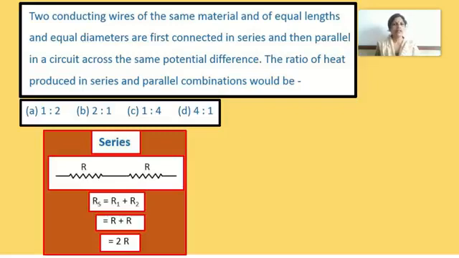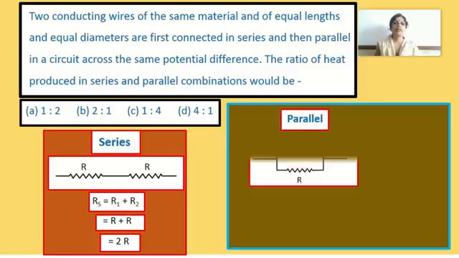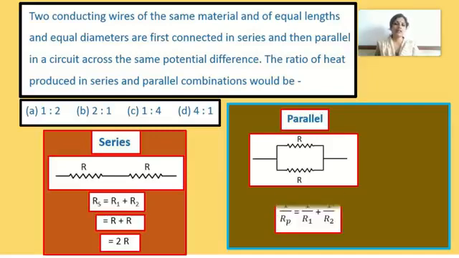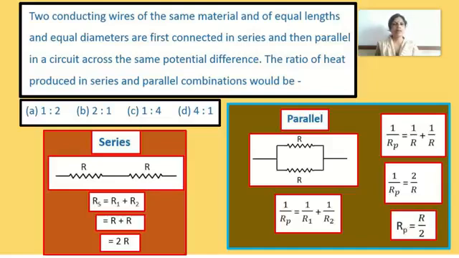Alright, let's think about the parallel combination. If the wires are connected in parallel combination, how do they look like? They look like this, one below the other, joined between the 2 points. What will be its equivalent resistance? 1 upon Rp is equal to 1 upon R1 plus 1 upon R2. But what is R1 and R2 we have taken? We have taken that as R. So 1 upon R plus 1 upon R, that is 1 upon Rp is equal to 2 upon R. Reverse the ratio. So Rp is equal to R upon 2.